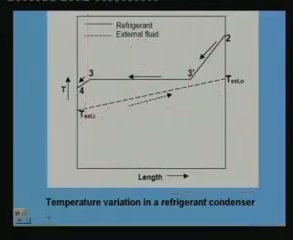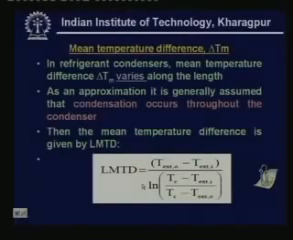So, now based on these assumptions, we can define what is known as the log mean temperature difference, and this is given by: log mean temperature difference is nothing but (T external O minus T external I) divided by the natural log of (Tc minus T external I) divided by (Tc minus T external O). Okay.